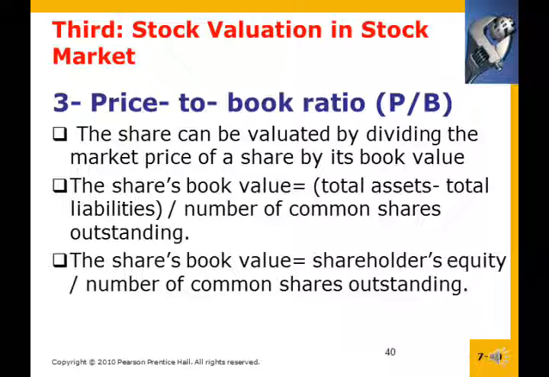Total assets minus total liabilities equal, yes, shareholders' equity, as we mentioned in the financial statement chapter. Total assets equal total liabilities plus shareholders' equity. So total assets minus total liabilities will be equal to shareholders' equity. So the rule can be: the share book value equals total assets minus total liabilities divided by number of common shares, or equals shareholders' equity divided by number of common shares.